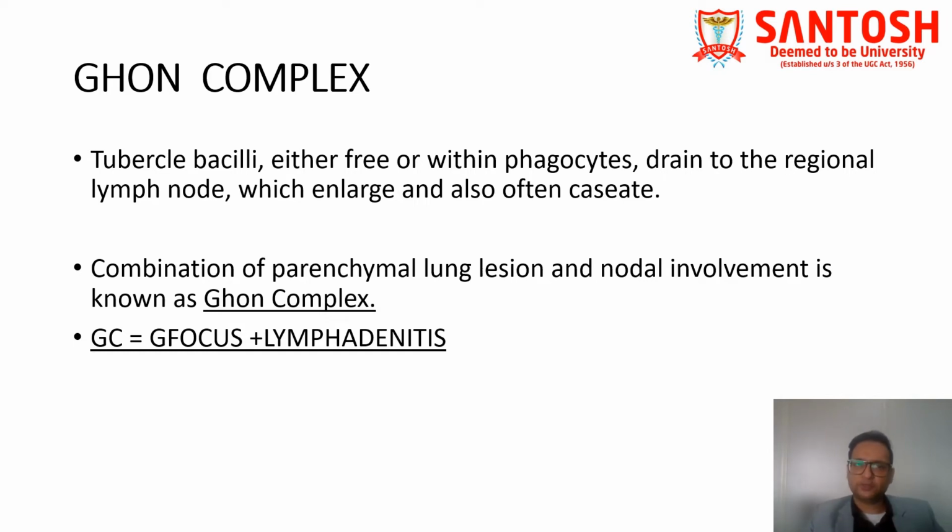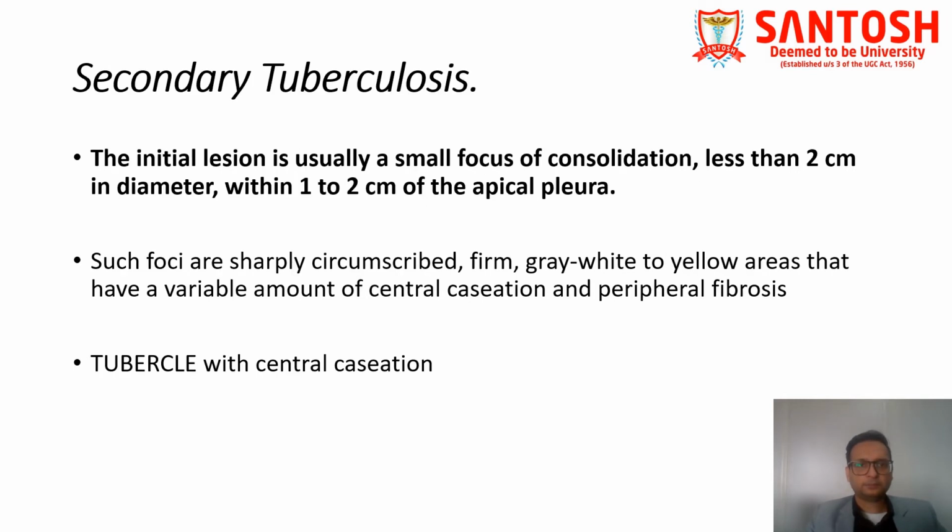So Ghon's focus is just the parenchymal lesion, and when the lymph node part is also added, it becomes Ghon's complex. So these two are very important things which everyone should know in the pathogenesis of tuberculosis. So this was about primary tuberculosis.